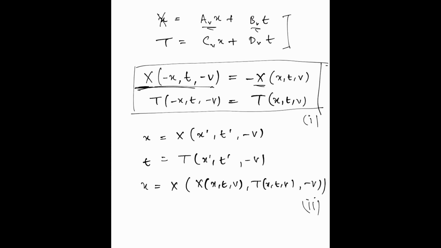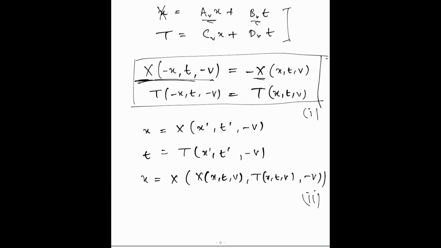So what I get are 4 conditions. Just trust me on this, you can work out the details. A_v is A_minus v. B of minus v is actually minus B_v. C_minus v is minus C_v, and D_minus v equals D_v. This comes from 1, and from 2, what I get is a linear equation, right?